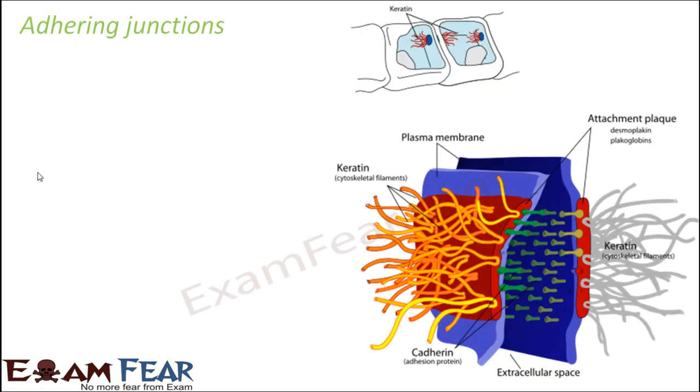Let us look at the next one, that is the adhering junction. What is it? This cements neighboring cells tightly together. Again, all these junctions basically do the same thing. They try to connect the two cells together.